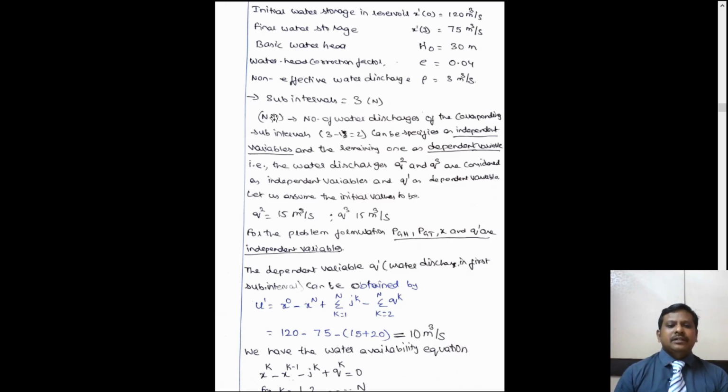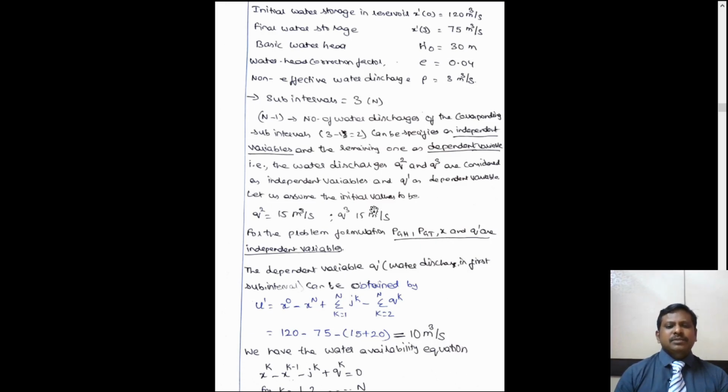So how many corresponding subintervals or independent variables? n minus 1 is nothing but the number of water discharges of the corresponding subintervals. So it can be specified as independent variables, and of the remaining, 3 minus 1 represents 2 independent variables and 1 is the dependent variable, because n minus 1. So the water discharges Q2 and Q3 are considered independent variables, and Q1 as the dependent variable.